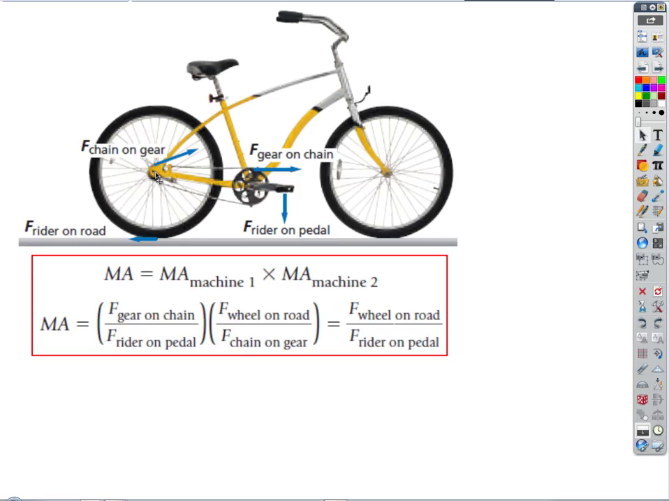Yeah, they multiply. In a very complex compound machine, there could be thousands of individual simple machines working in conjunction. If you want to find the overall mechanical advantage, you can take the product of all of those. This might be a little bit mysterious because we haven't talked about wheel and axle yet, but all you would have to do is multiply the individual mechanical advantages.